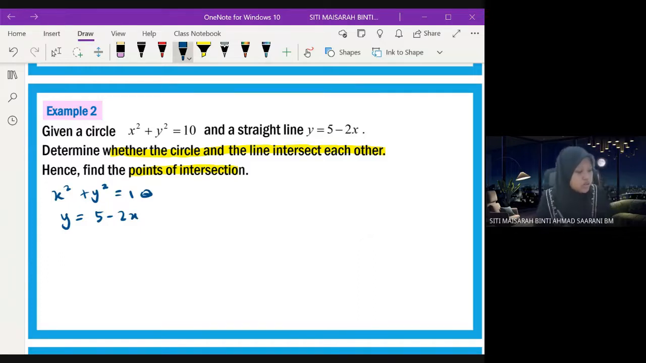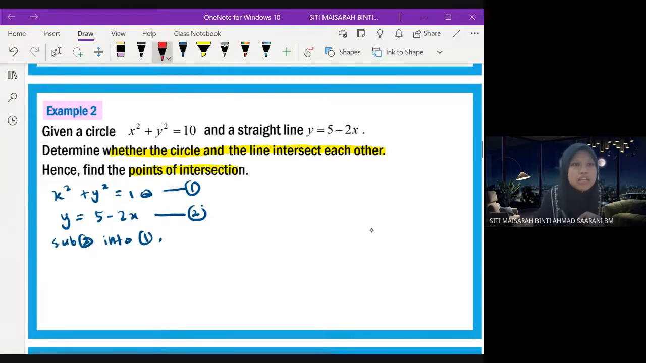Okay, so konsep nak guna b square minus 4ac, dia mesti bentuk kuadratik. So jadi kita kena combine lah. Kena combine supaya dia dapat kuadratik. So let's say this is equation 1, this is equation 2. So jadi clearly kita boleh sum equation 2 into 1.